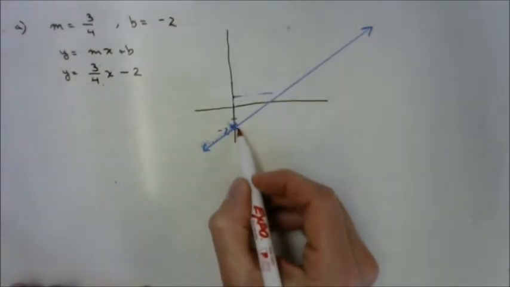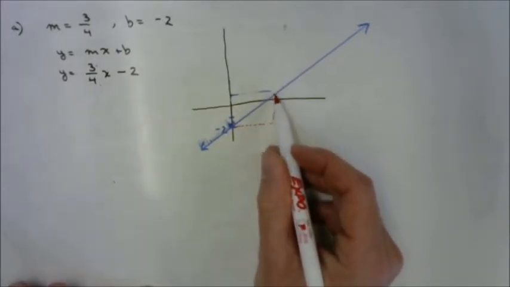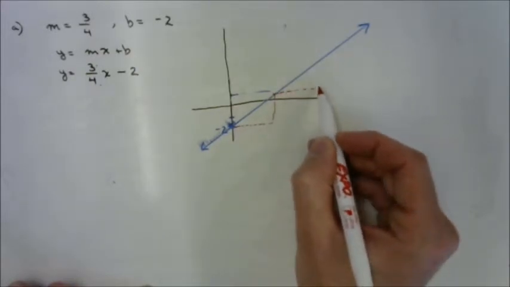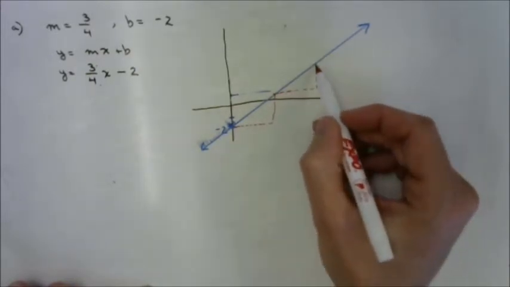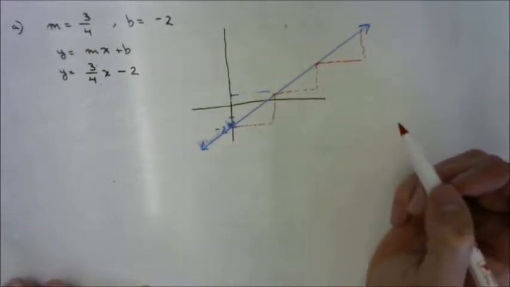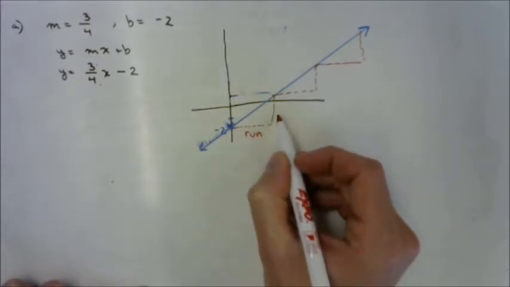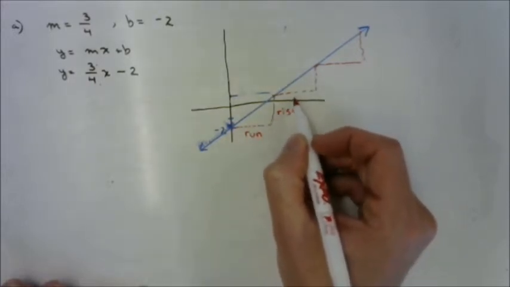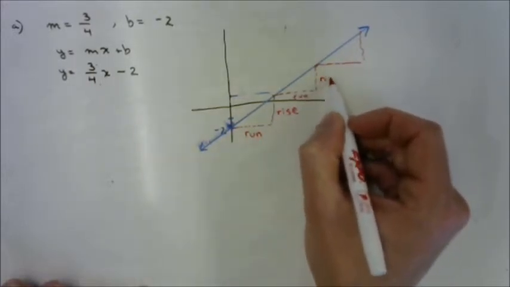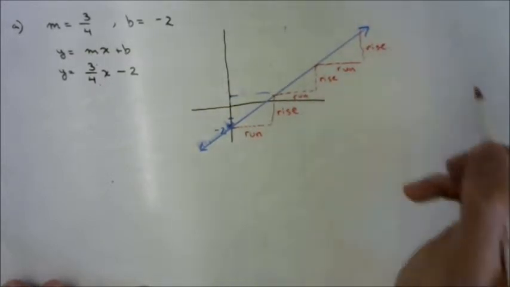So we go over 4, up 3. You want to do it a few times so that you're consistent. Over 4, up 3. Okay, make sure your image looks something like this. You could even label run, rise, run, rise. It doesn't matter what order you do them in, as long as you do them correctly.